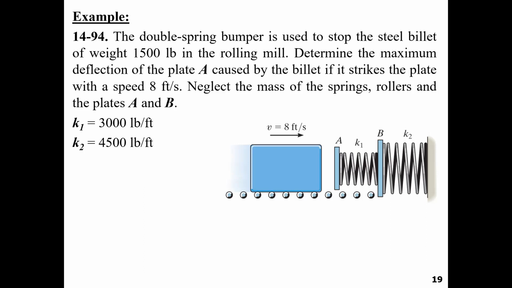We want to find the maximum deflection of plate A. So this is A, this is B. We want to see if this guy comes and hits this, it's going to become like this, all the way here, where this is plate A and plate B. So we want to see how much this delta S will be. The initial velocity is given as 8 feet per second.